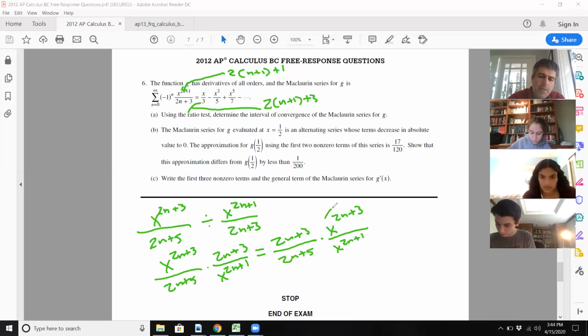Now, what happens over here? What does that reduce to? I know it looks a little nasty, but if you use your exponent properties carefully, what does that reduce to, what I just circled? Anyone can chime in. Is it x squared? Good, yep. So you have 2n plus 3.